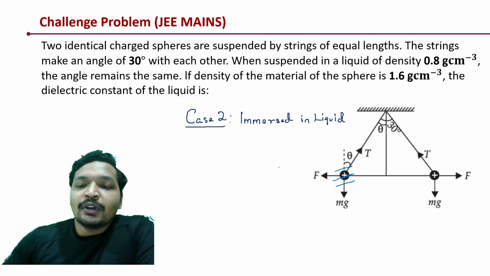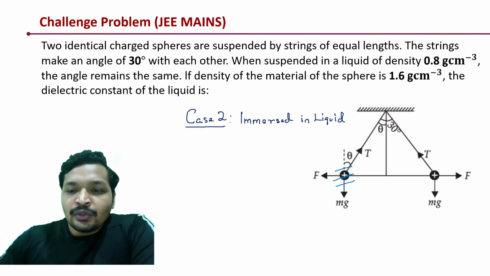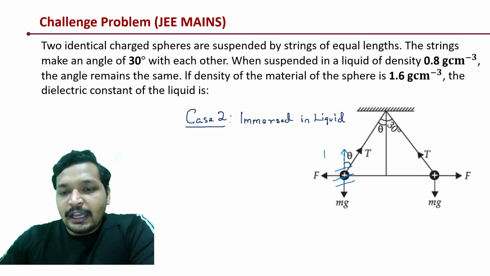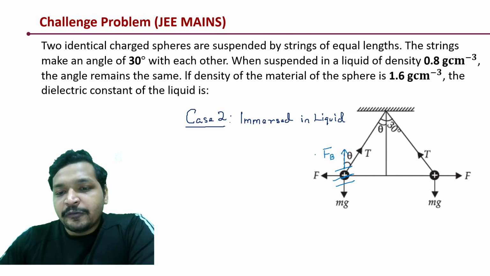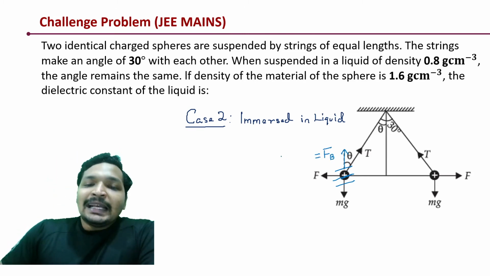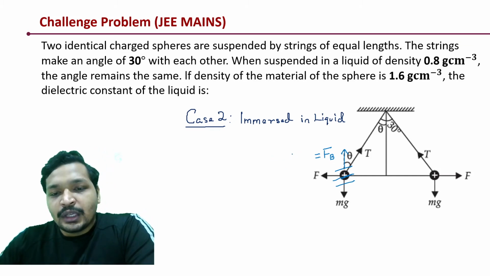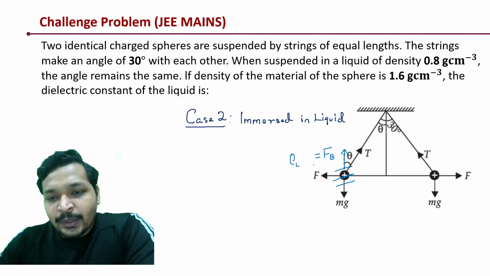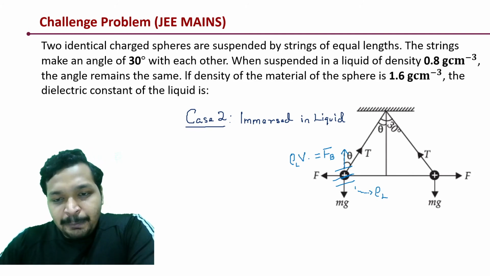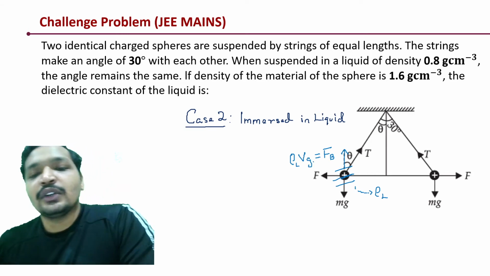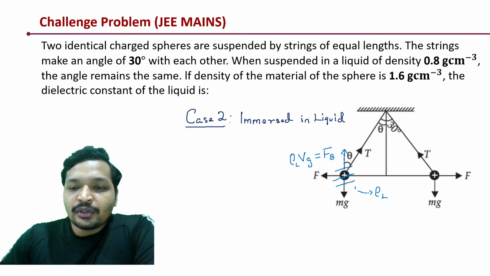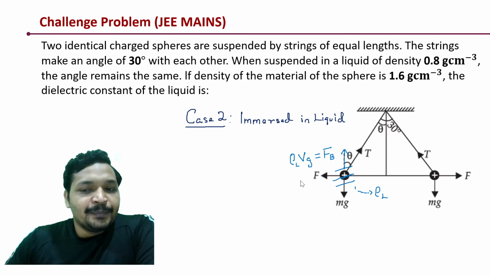So there is a medium, right? If there is a medium, what is going to happen? There is a liquid medium, so this is going to give a buoyancy force in this direction, Fb. And what is the value of Fb? Fb is the density into volume displaced by the solid into G. Density of the liquid, let's say this liquid has a density rho L, into volume of the sphere into G. And in this direction, it is going to be mg as usual.